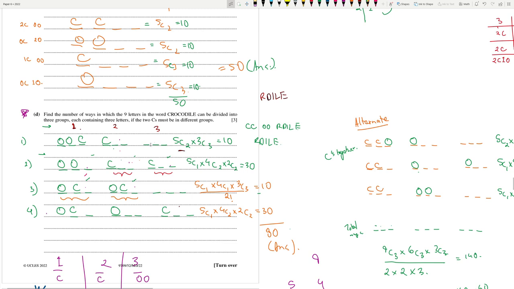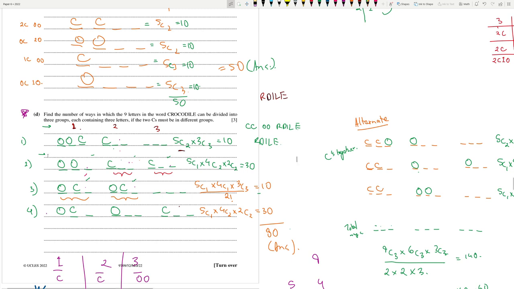It's 5C2 times 5C3, or the other way around, 5C3 times 2C2, or 5C2 times 3C3. You get 10. And then here you get 5C1 times 4C2 times 2C2. Okay, and then in group 3 you get 5C1 times 4C1 times 3C3, and in group 4 you get 5C1 times 4C2 times 2C2.